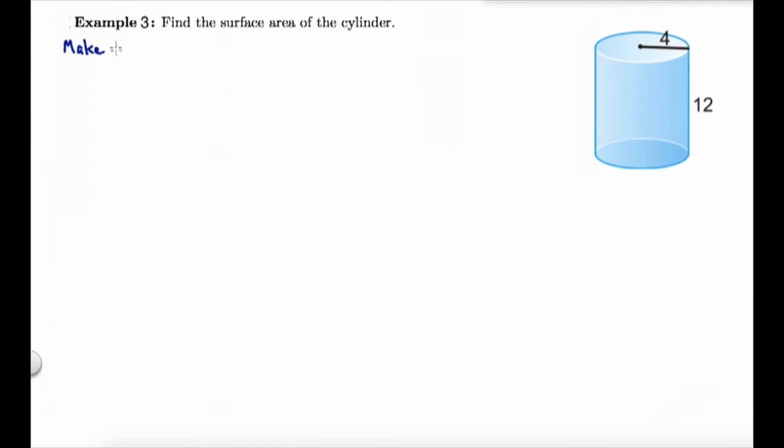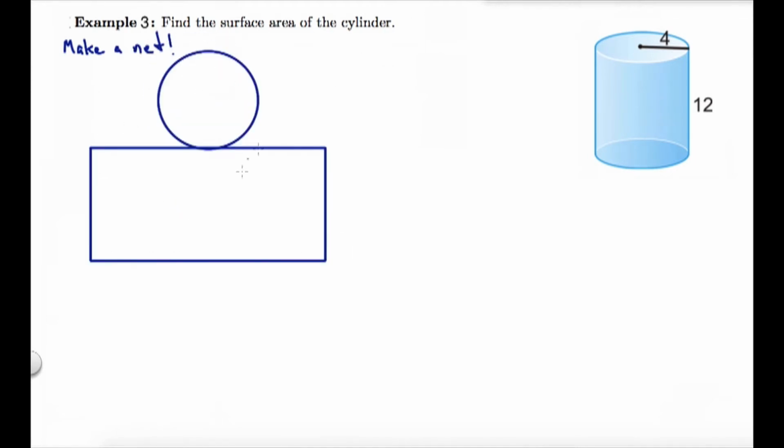So let's try this in an example. See why this equation works. So I have a cylinder to the right, and I know the radius and the height are given, 4 and 12.